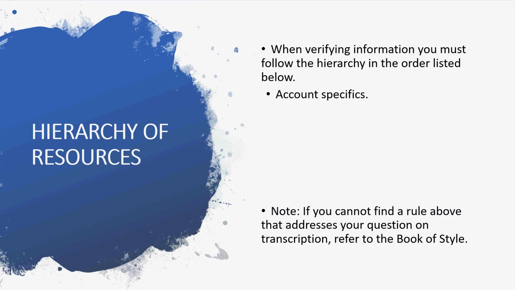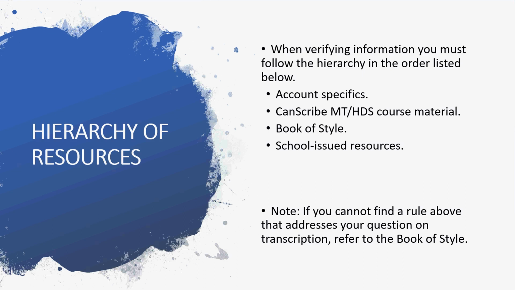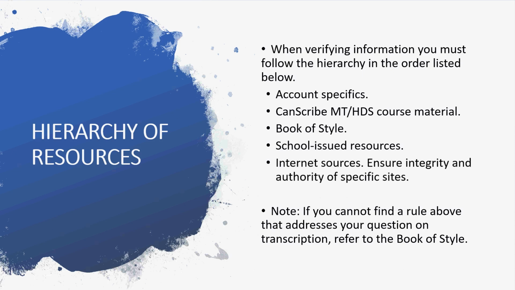Number one, the account specifics. They come first. They trump the course material, but that comes second. Both of those trump the book of style. If you don't find what you need in the account specs or the course material, go to your book of style. And as we work our way down, we've got school-issued resources, which would be Stedman's and the Quick Look Drug Book. And then internet resources.